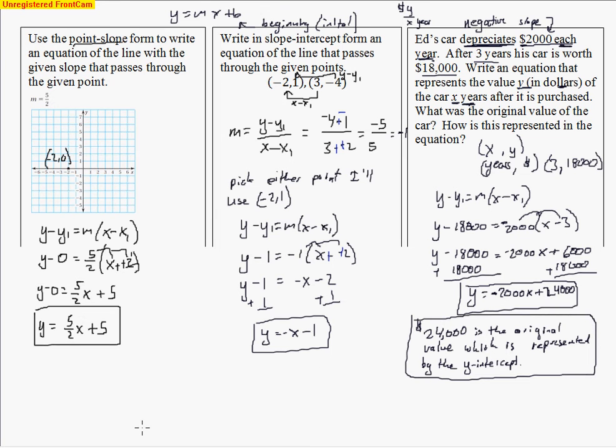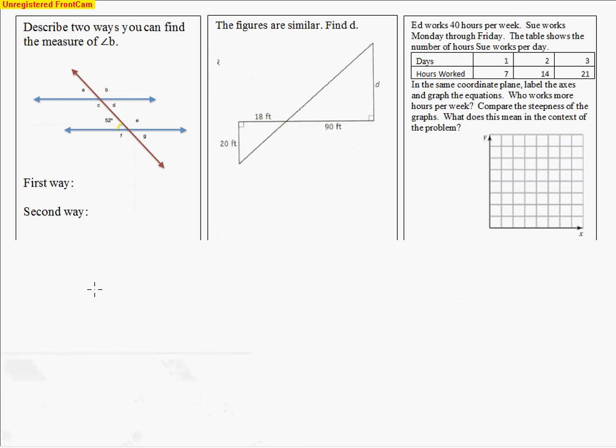Let's take a look at the last couple of problems. It says describe two ways you can find the measure of angle B. So B is right here. This is the one we're trying to find. So the first step is, remember there's only two angles here. We have parallel lines. The blue lines are parallel. And that means that all the acute angles are congruent and all the obtuse angles are congruent.